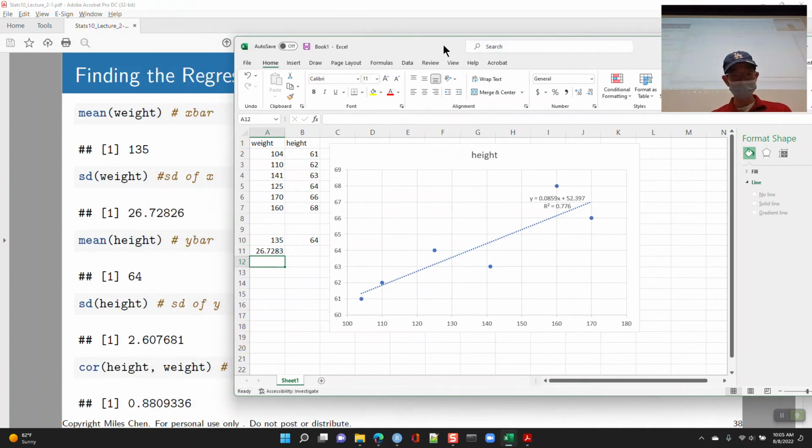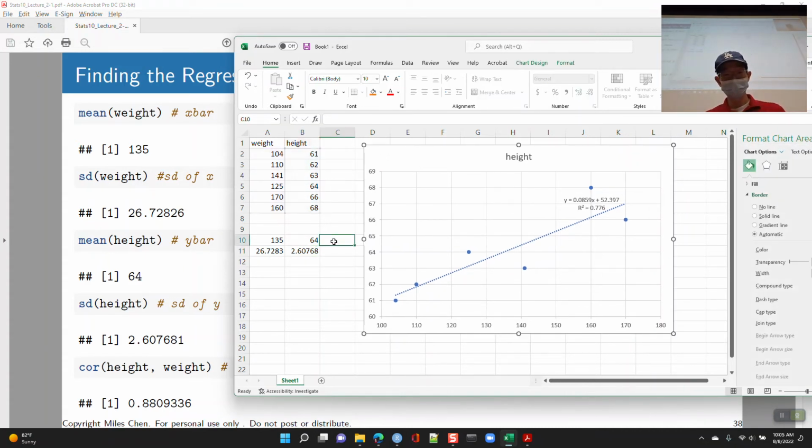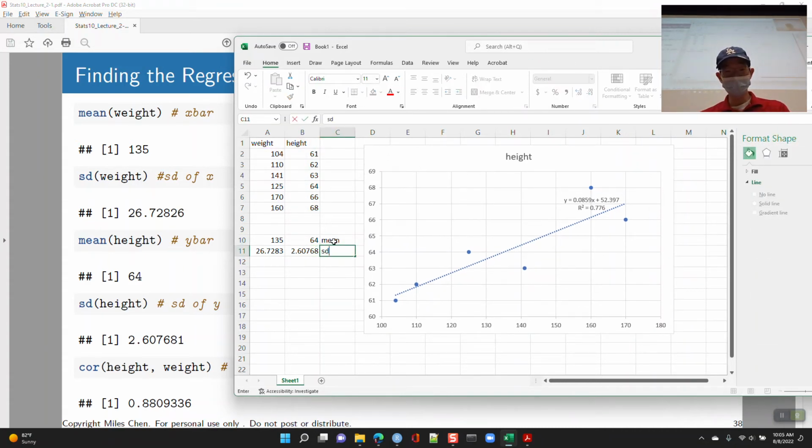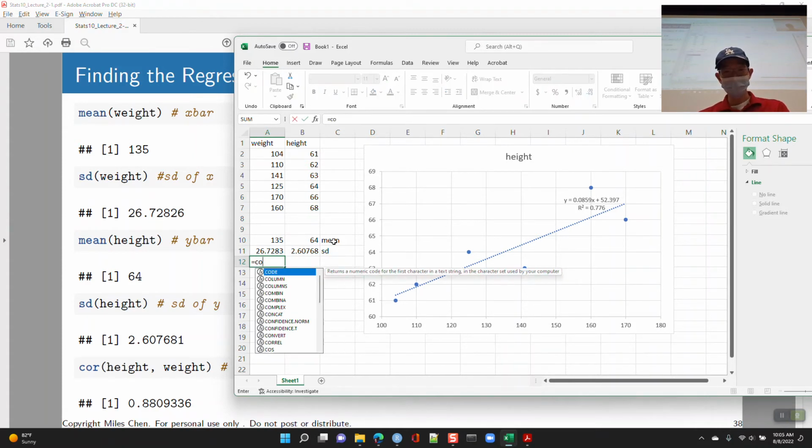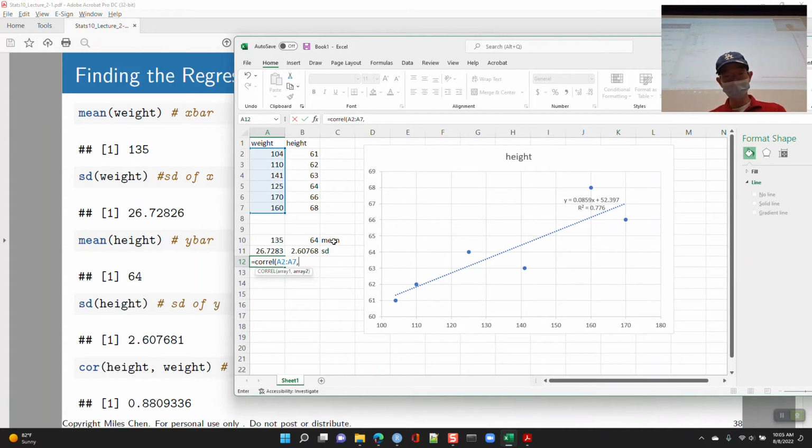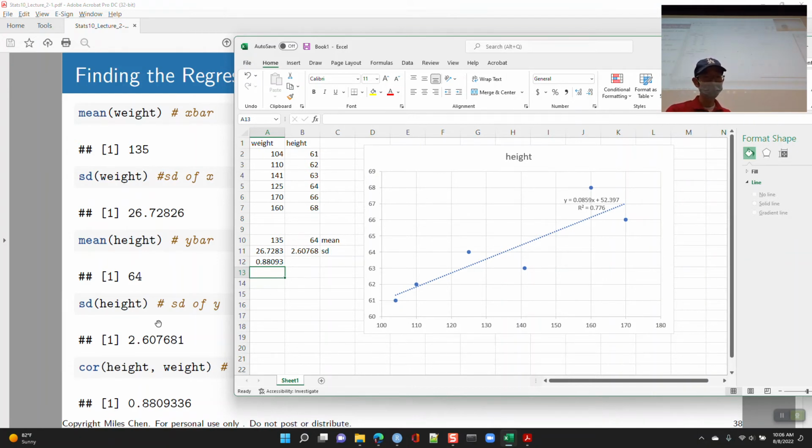26.7283. We see this, and I can just copy that over, and I get 2.60768. So these are the standard deviations. So this is the mean, this is the standard deviation, and then the correlation, you do Correl, okay, equals Correl, and you highlight this column, and you highlight that column, and we'll get the same numbers, 0.88093. Okay, so these numbers, same numbers that we get here, you can do it in Excel as well.